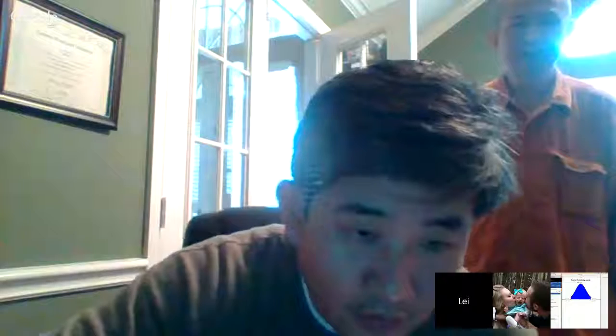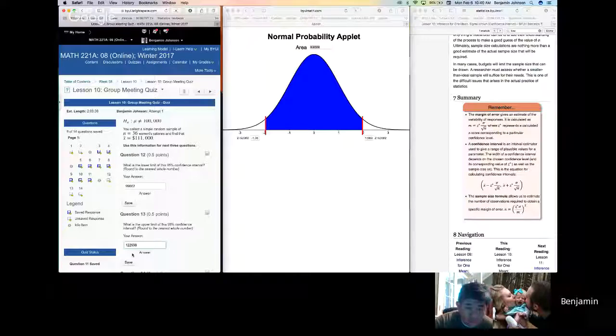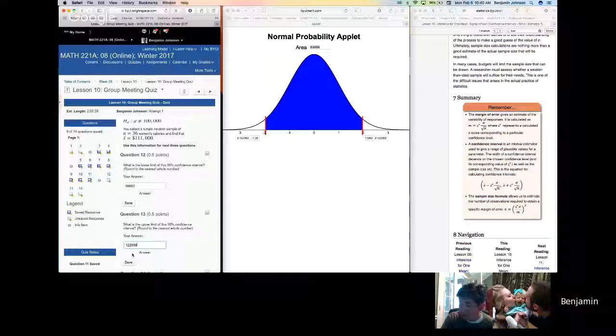How did you get that, Ben? 12. Okay, I calculated my M score, so it's 1.960 times 36,730 divided by the square root of 36, which is 6. So my M score came out to 11,998. And then I added that to X and subtracted that from X to get my upper and lower limits.